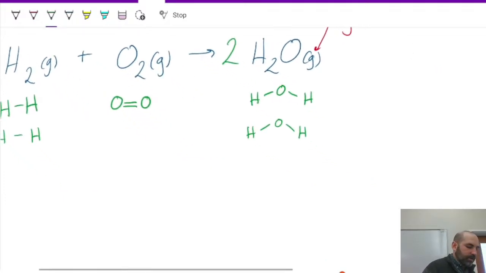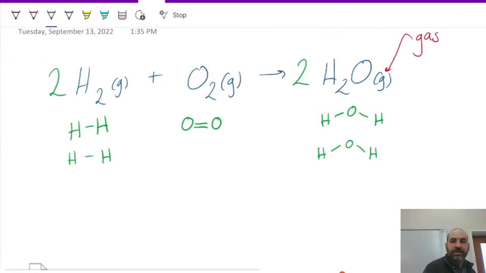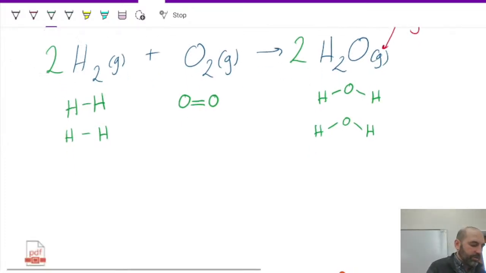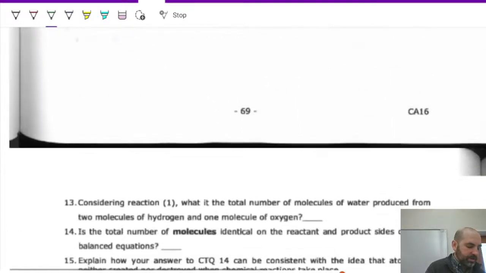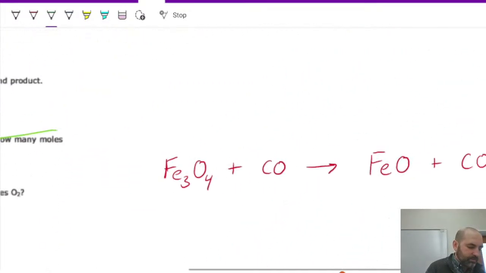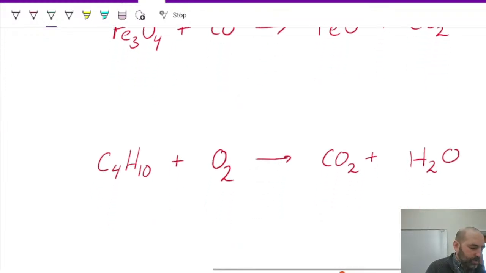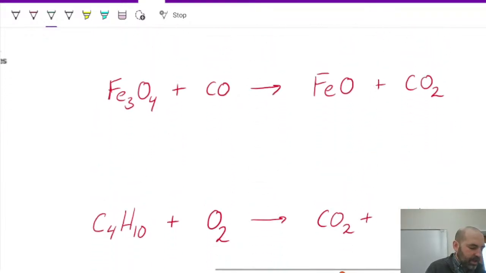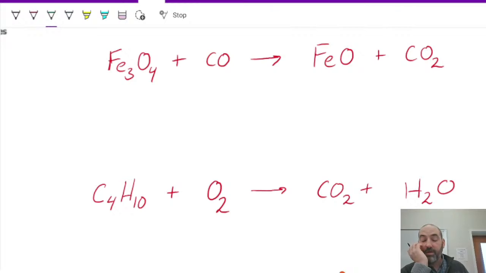Okay, so that's a pretty simple one, but they get a bit more complicated. So let's look at how to do it when they get a little bit more complicated. I wrote down a couple of the examples over here. So let's first take a look at this top one, Fe3O4 plus CO, FeO plus CO2.